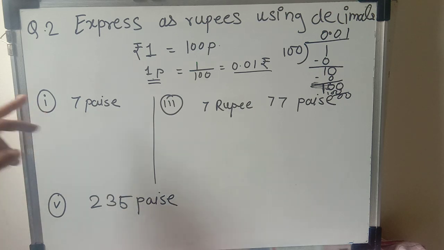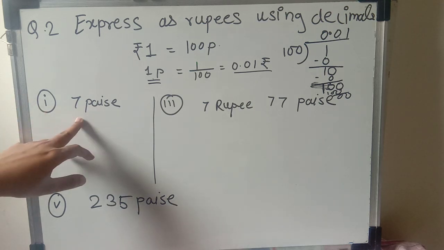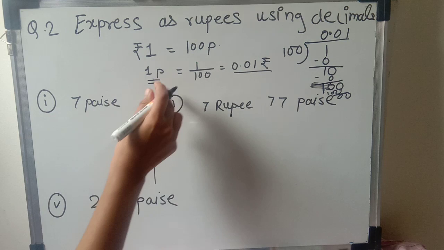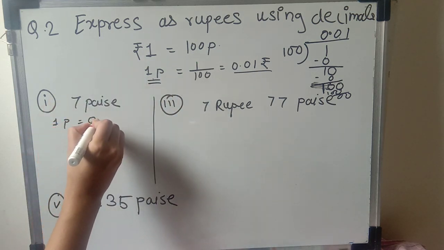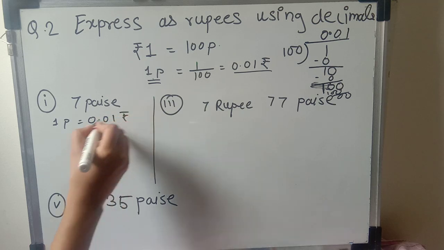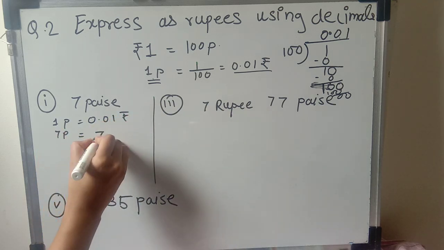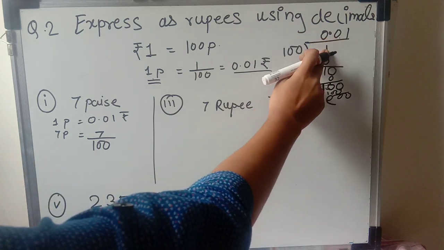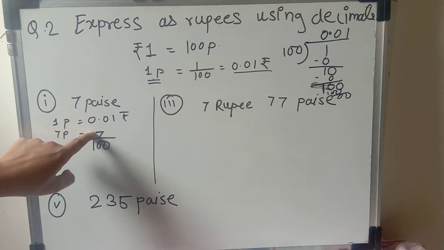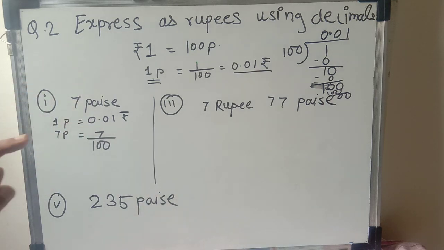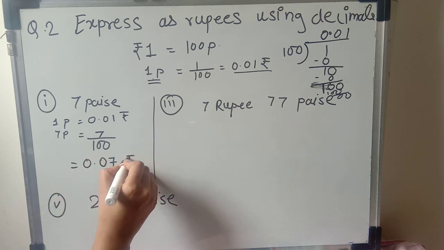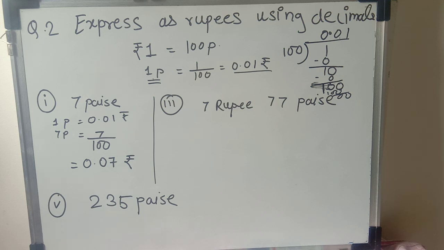Okay, and the first example is 7 paisa. We have to express this one in rupees using decimal. How? Let's see. We all know, just now we have seen, 1 paisa is equal to 0.01 rupees. So 7 paisa is equal to 7 divided by 100. The same way you have to do it, instead of 1 you take the number 7, because here we are expressing 7 paisa, not 1 paisa, and we'll get the answer, that is 0.07 rupees. So 7 paisa means 0.07 rupees.